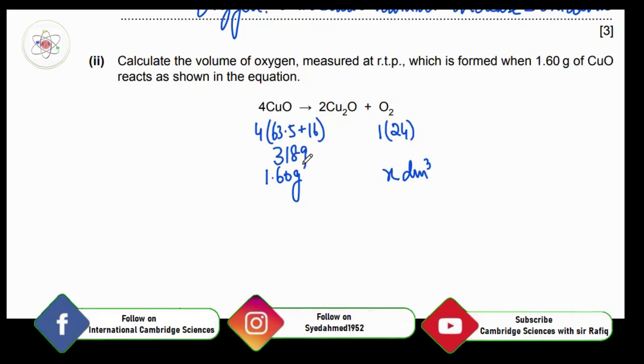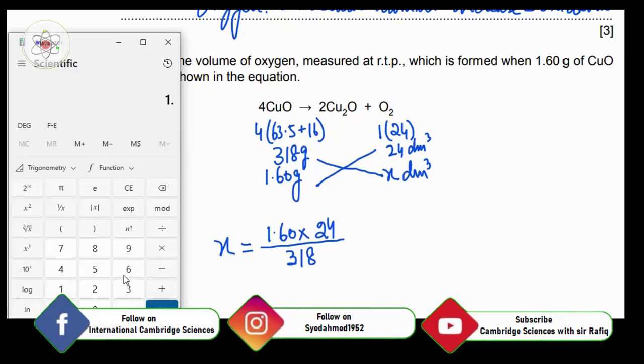318 gram is producing 24 decimeter cube volume. So what is the volume of oxygen produced when we take 1.60 gram? So 1.60 multiplied by 24 divided by 318 will be the volume of oxygen in decimeter cube. So let us calculate: 1.6 multiplied by 24 divided by 318, right? It is 0.12.